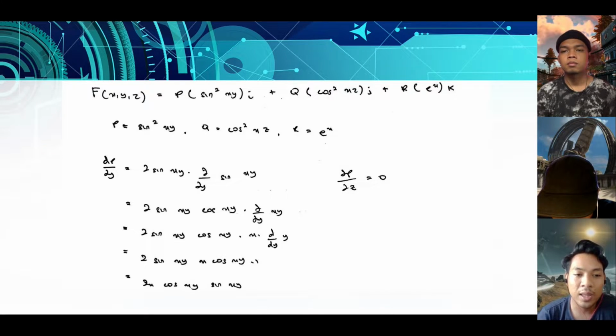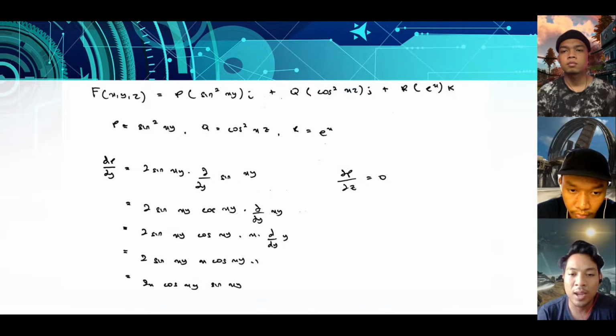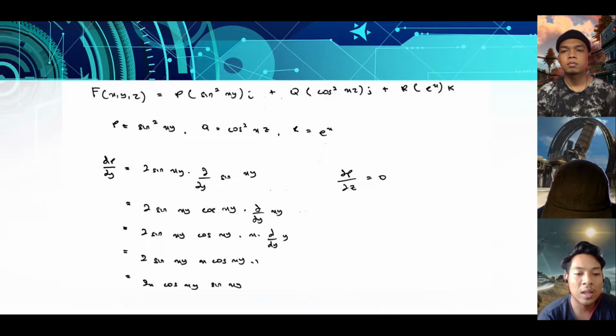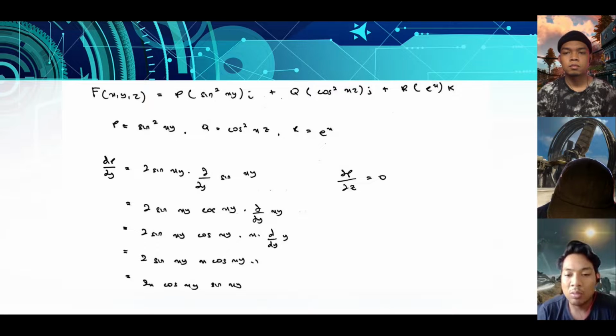So we separate P equal sine power of 2 xy, Q equal cos power of 2 xz, and R equal e to the power of x. So we differentiate dP/dy and we use the chain rule and we get 2 sine xy times d/dy of sine xy. And we differentiate sine with respect to y, we get 2 sin xy cos xy times d/dy of xy. And in the end we get 2x cos xy sin xy. For dP/dz, we differentiate and we get 0.